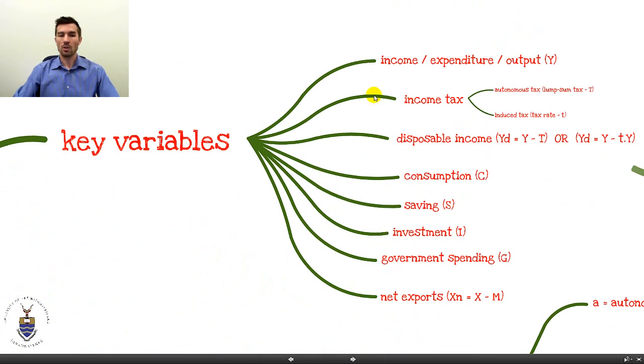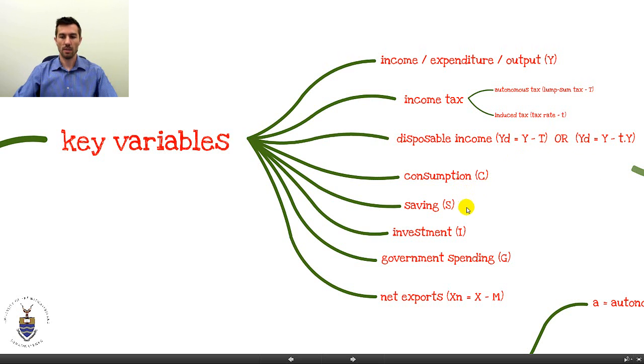If we have income and we have income tax, we then have something called disposable income. Disposable income, YD, is simply Y minus T, or Y minus taxes. YD is equal to Y minus little t times Y. We're not going to focus on tax rates at the moment. We're just going to talk about lump sum taxes. Until I say otherwise, we are only dealing with capital T, lump sum taxes.